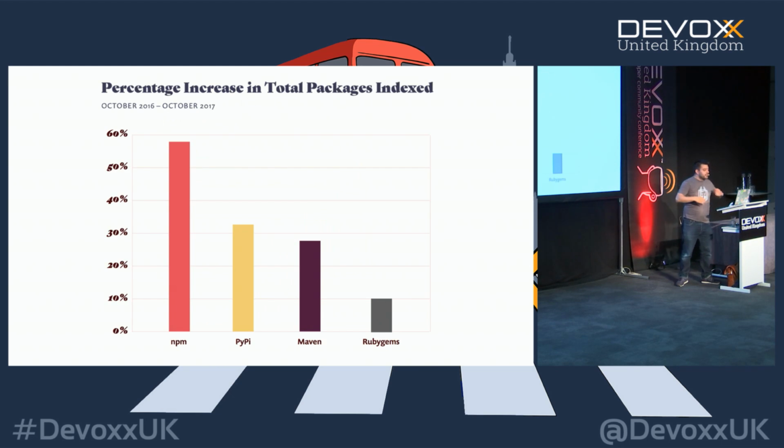When we look at the number of indexed packages, the increase in total packages indexed over the years, between October 2016 and 2017, is a 60% increase for NPM and almost a 30% increase for Maven. So we are making available more and more code every single year and consuming that.